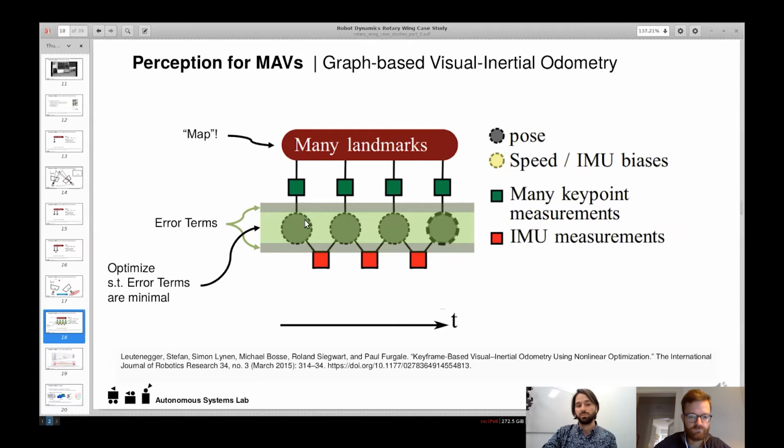But the important thing is you look at a succession of states also in history and solve for the most likely trajectory, the one that gives you the lowest errors with all these connections of key point measurements. Of course, this takes a lot more CPU because you have to look at many landmarks and many IMU measurements and many states simultaneously. And this can also fail.